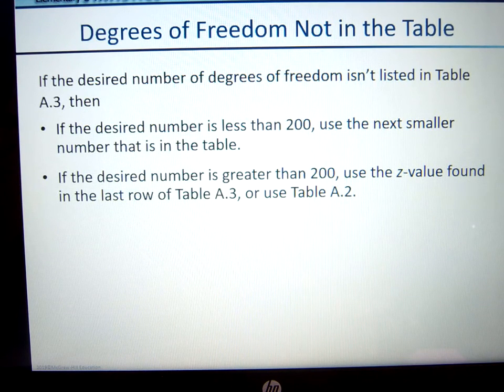If the desired number of degrees of freedom isn't listed in the table, what do you do? Well, sometimes it might be too big. Then you're going to use the next smaller number in the table. If the desired number is greater than 200, then you're going to use the z value found in the last row of table A.3 or A.2. Because remember, as we said before, the bigger the degrees of freedom, the closer it is to the normal distribution, so the closer it's going to be to the z values as well.